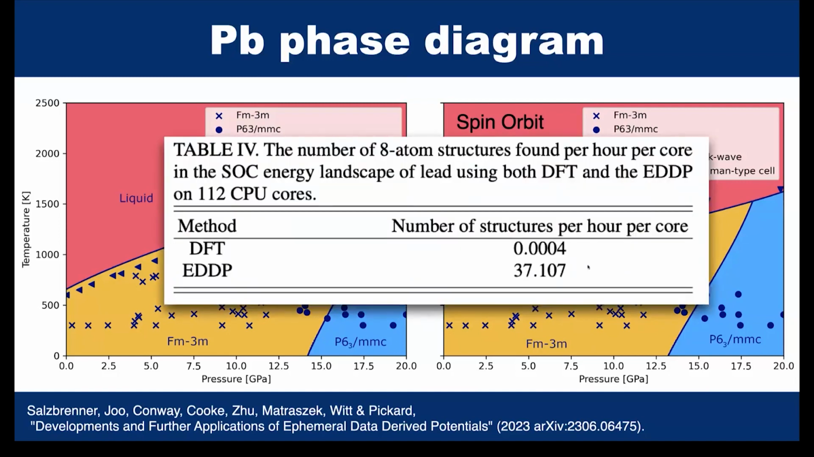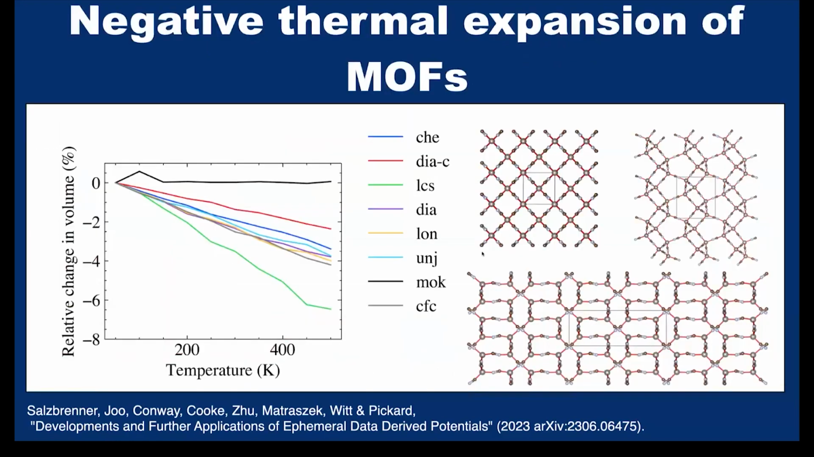And to put some numbers on that, Pascal estimated if you're using DFT for 8 atoms of spin orbit coupling lead, you could generate 0.0004 structures per core hour, okay, using DFT. Whereas for the EDDP, you'll generate 37. And so you're like, I don't know, how many is that? 10,000, 100,000 speed up. These are multiple orders of magnitude that the machine learning is giving us. This is game changing. It allows us to do things that we didn't do otherwise.